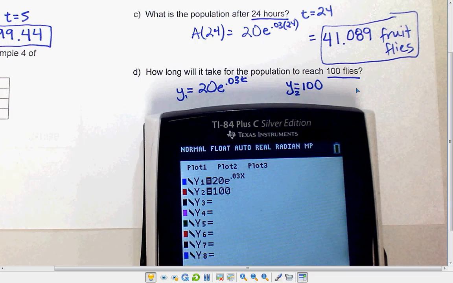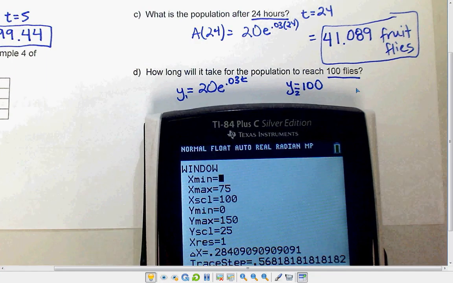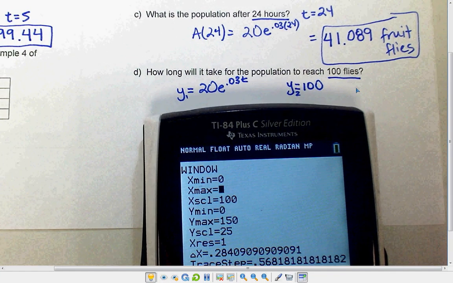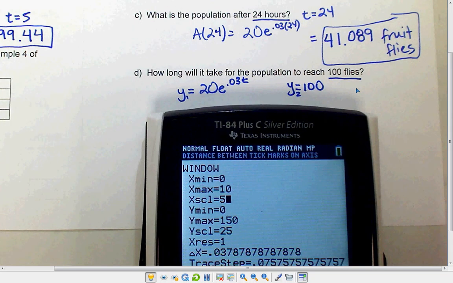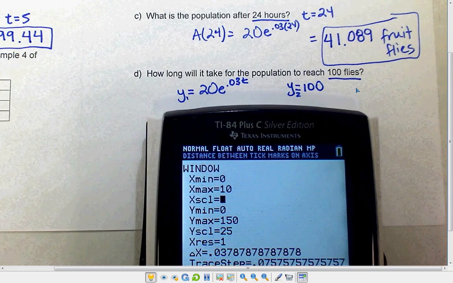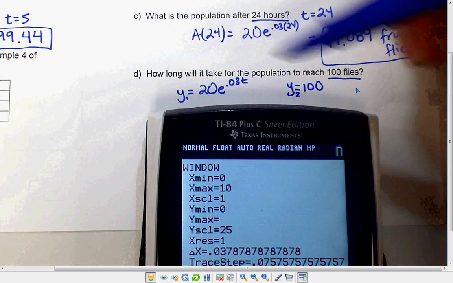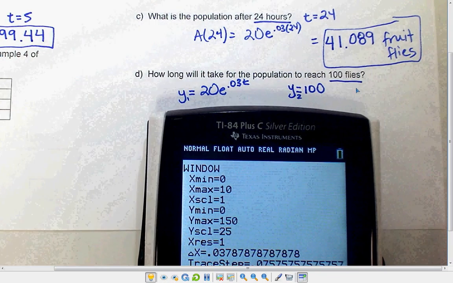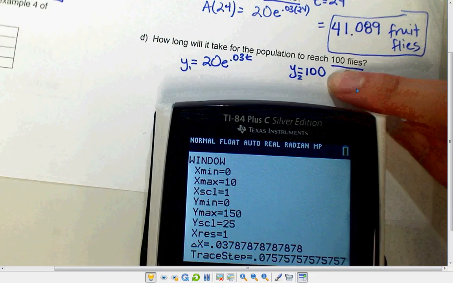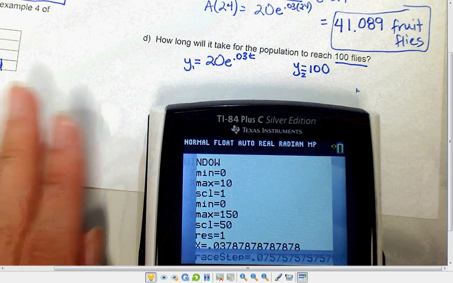The first thing I want to do is figure out my window. So let me go to my window. I know I'm going to start at 0. For now, let me see what it looks like if I do 0 to 10. And for my y max, I want to make sure I pick something that is bigger than my y equals 100, because I want to be able to see y equals 100. So I'm going to type in 150 because I want a number that's bigger than this number. So let's see what it looks like if I just use 0 to 10 and 0 to 150.